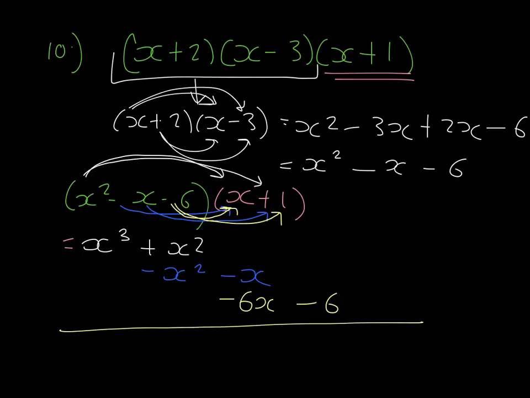I can then simplify and collect all my like terms, working down like this. So I have x cubed. Now my x squared and my negative x squared will cancel here and here, leaving me with no x squareds. Then I have negative x minus 6x, which gives me negative 7x, and I have a negative 6 at the end.